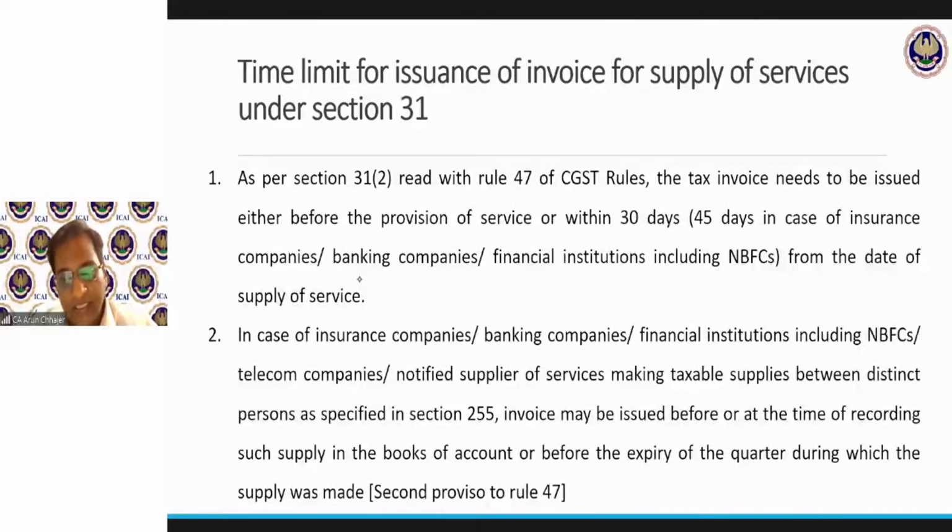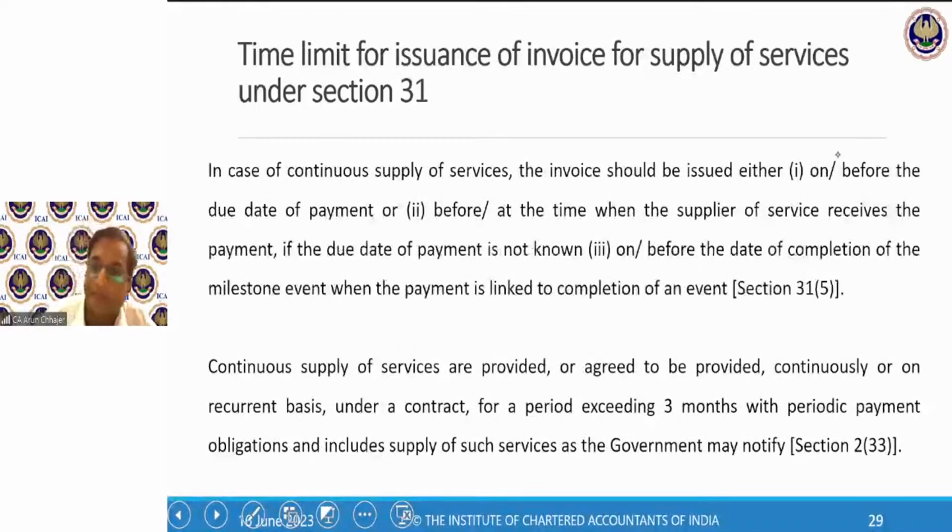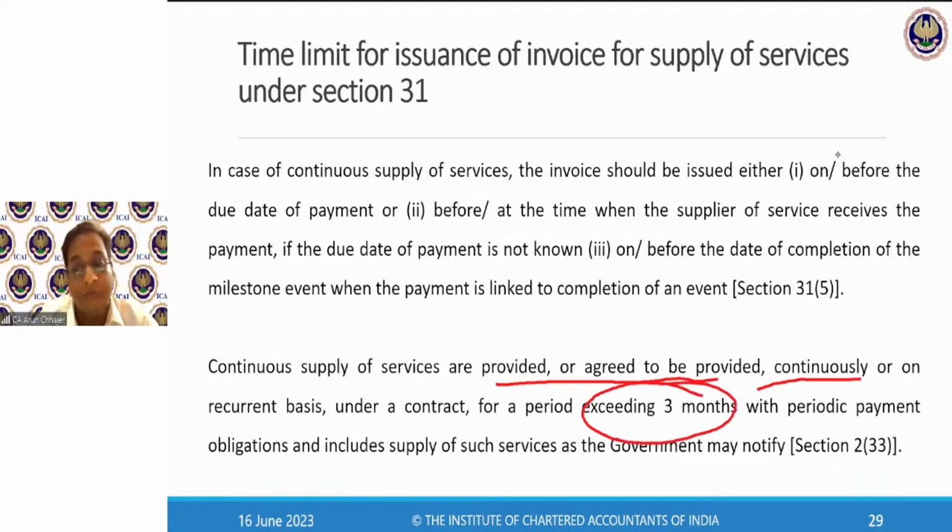In case of continuous services, it should go for a minimum period of 3 months, 90 days. We had read 90 days; you should replace the same with 3 months. The continuous supply of service means provided or agreed to be provided continuously under a contract for a period exceeding 3 months with periodic payment obligation, and includes the supply of services as the government may notify.